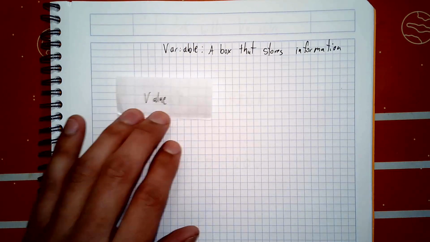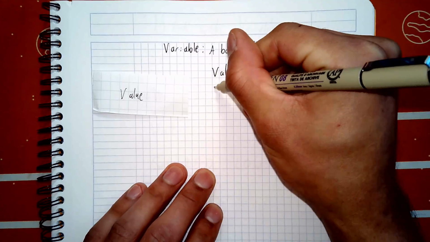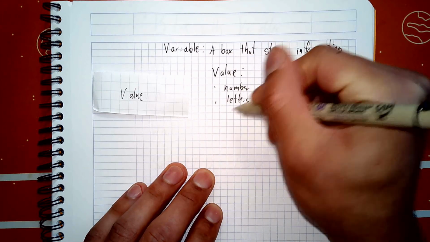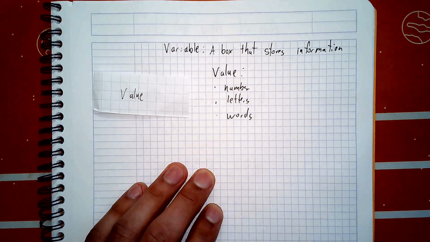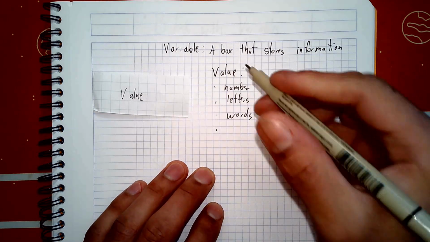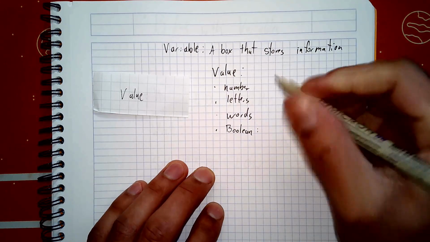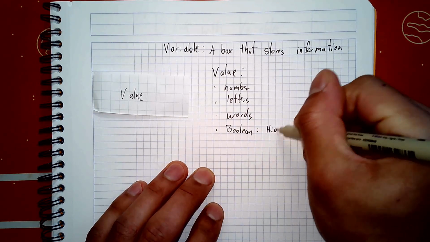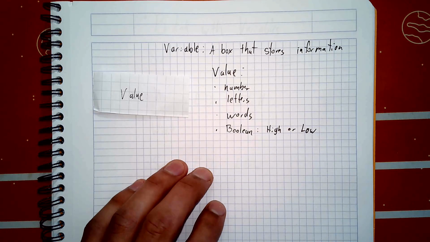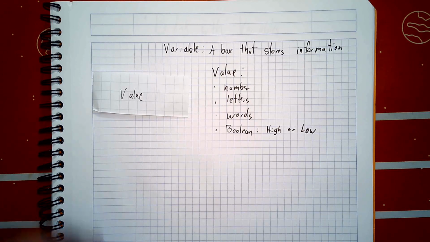And that value can be a lot of things. That value can be a number, it can be letters, it can be words. And in programming, there's something we'll get into more specifically later on called a Boolean. I know it's kind of an odd term, but that basically is high or low. We'll deal with Booleans a lot more later on. For right now, let's look at a quick example of how we're going to use variables and how this actually works.